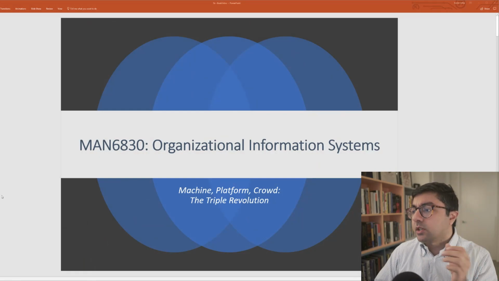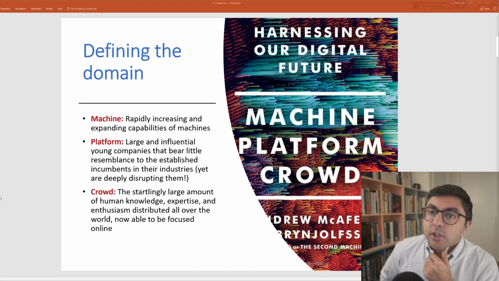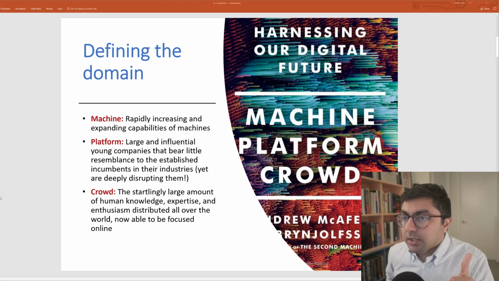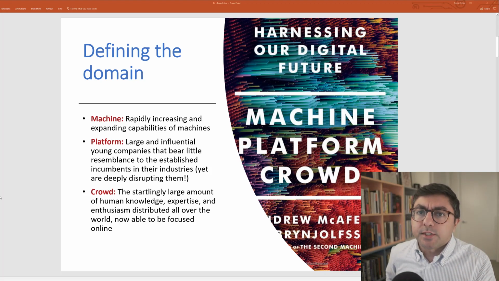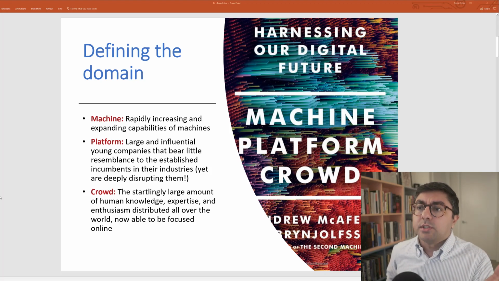As I mentioned, this one's going to cover the first chapter, that introduction chapter. So we'll start by defining the domain, and when I say the domain, I mean what are the definitions of machine, platform, and crowd. So when we talk about machines, some of the terms that I've used to describe this in the past are machine intelligence or artificial intelligence. But we're talking about the rapidly increasing and expanding capabilities of machines, computers, when we say machines.